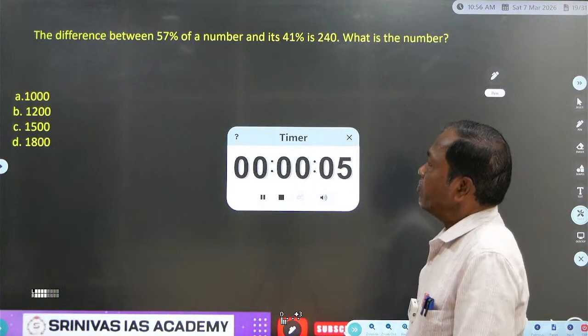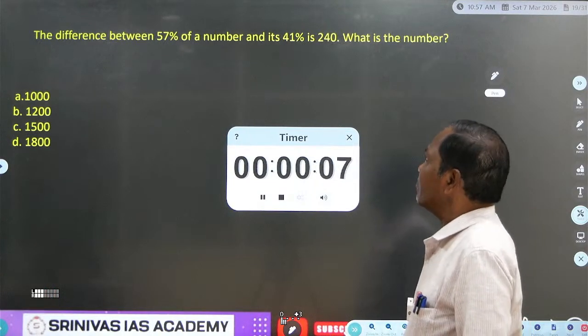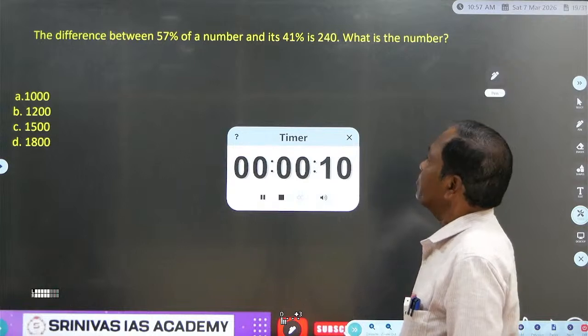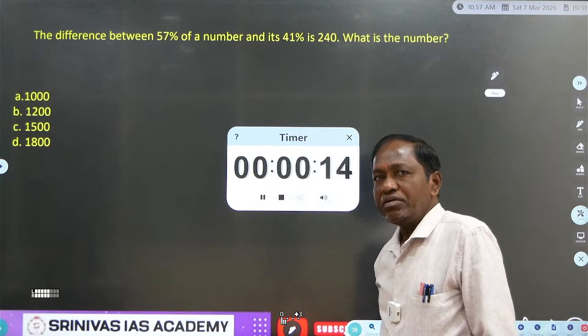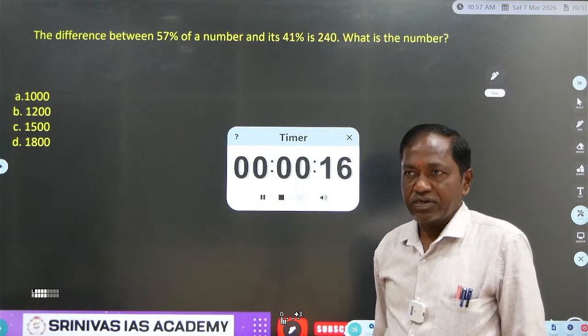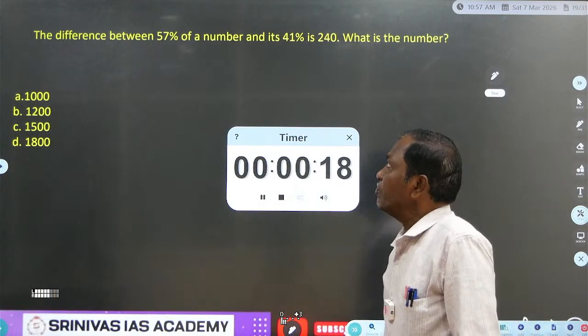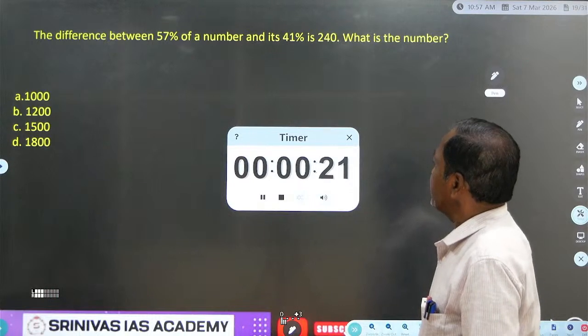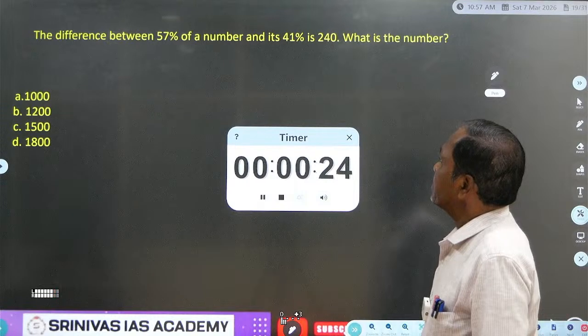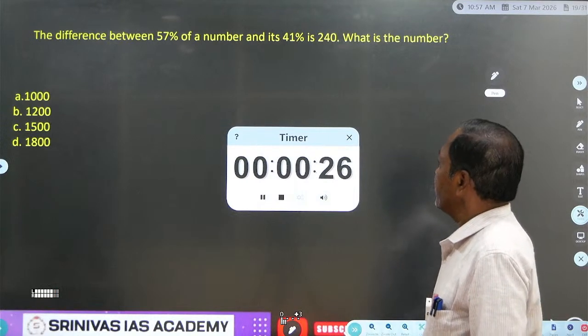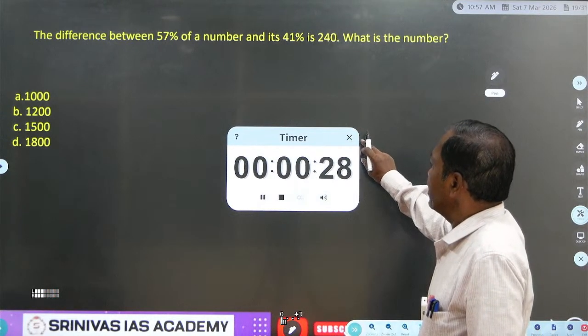The difference between 57% of a number and its 41% is 240. What is that number? Both are related to x only. Difference between 57% and 41%, you have to see that. 16% is what? 240. What is the value of the number?